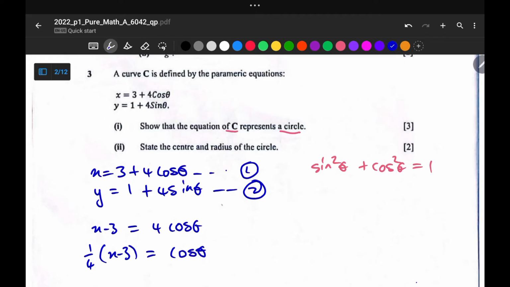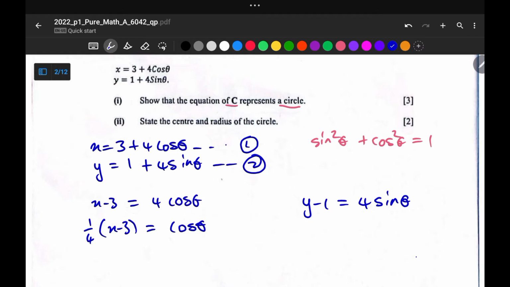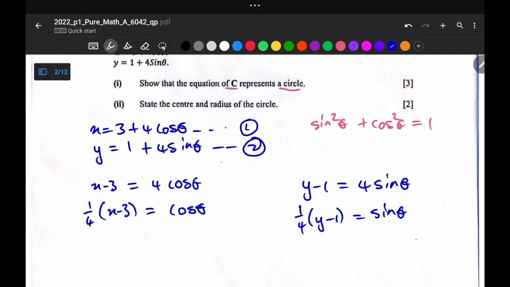Okay, let us subtract 1 in the second equation. So it is now y minus 1 equal to 4 sine theta. Here we can also divide both sides by 4, so it is now 1 over 4 times (y minus 1) equal to sine theta. Now we can square both sides for the first equation.